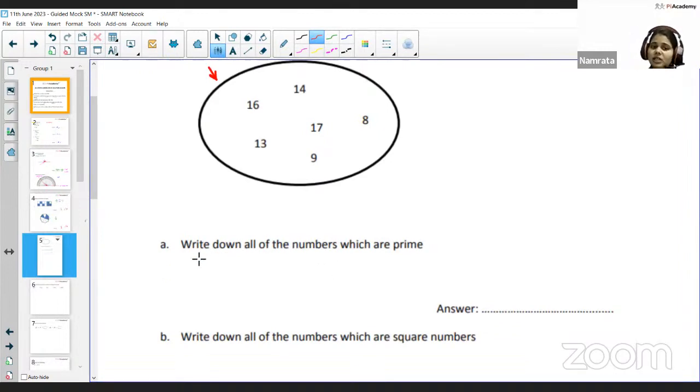The first one is to write down all the numbers which are prime. The next one is to write down all the numbers which are square numbers. I hope we all are aware of square numbers. A number, when multiplied with itself, is a square number. Take your time, we'll start discussing after 2 minutes.